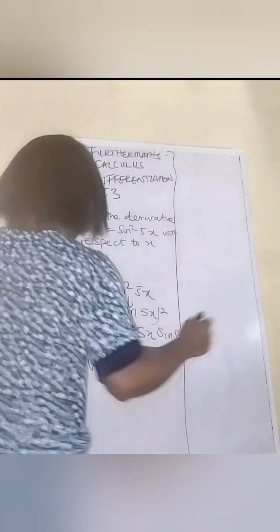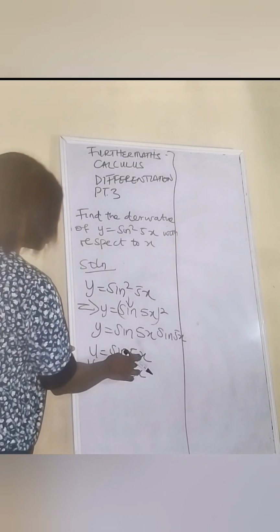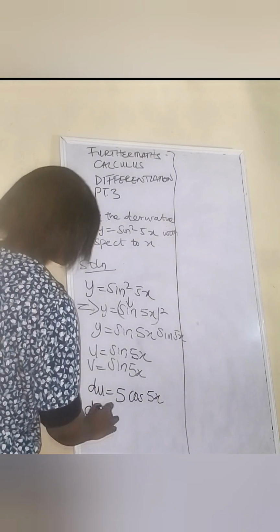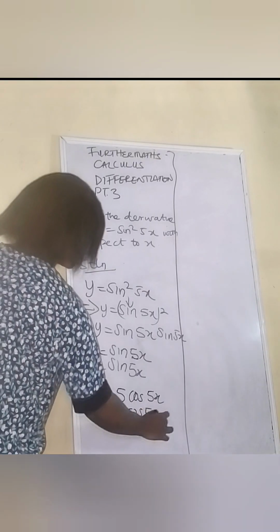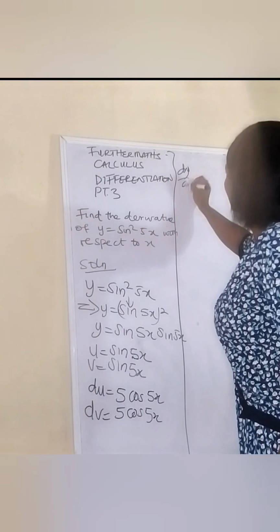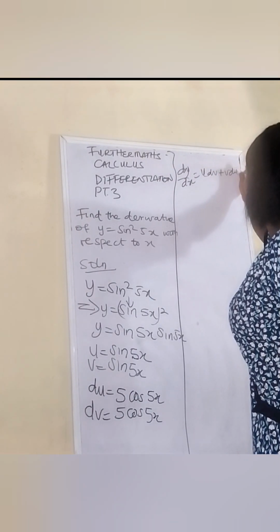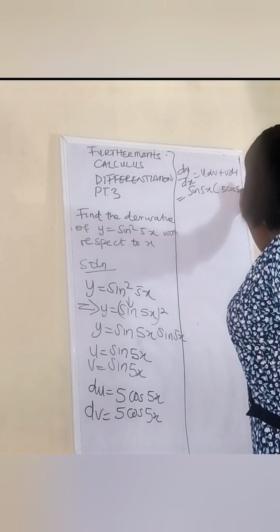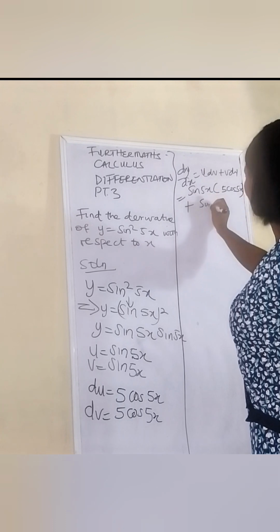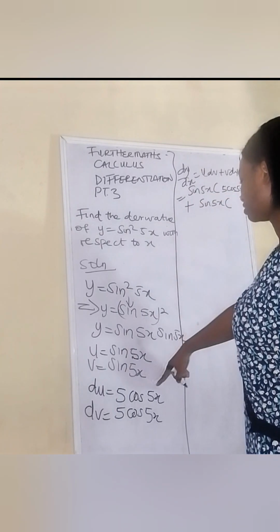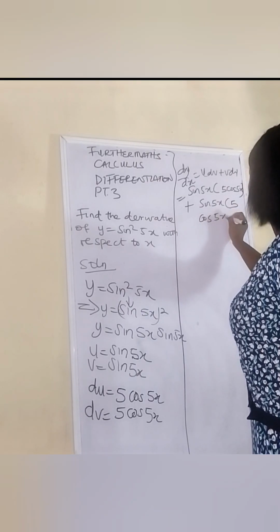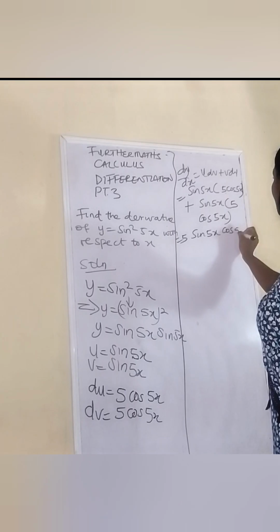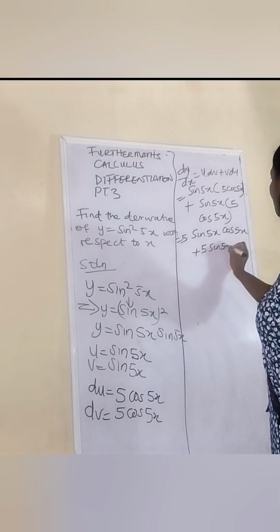So when you differentiate sine, you get cos, and when you differentiate this 5, you get 5. So now our du equals 5 cos 5x, and our dv is the same answer, 5 cos 5x. So now we have dy dx equals u dv plus v du. What is our u? Sine 5x. What is our dv? 5 cos 5x. Plus what is our v? Sine 5x. And what is our du? 5 cos 5x. So this 5 will come before this, so we now have 5 sine 5x cos 5x plus 5 sine 5x cos 5x.